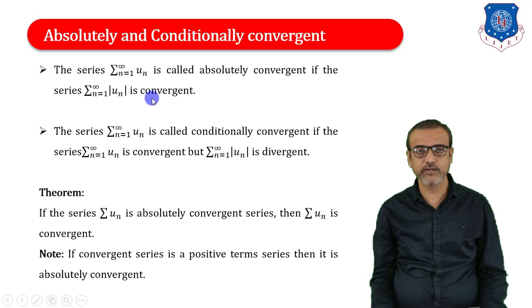If sigma mod un is convergent for the given series sigma un, then sigma un is absolutely convergent. And for the given series sigma un, if sigma un is convergent and sigma mod un is divergent, then the given series sigma un is conditionally convergent.